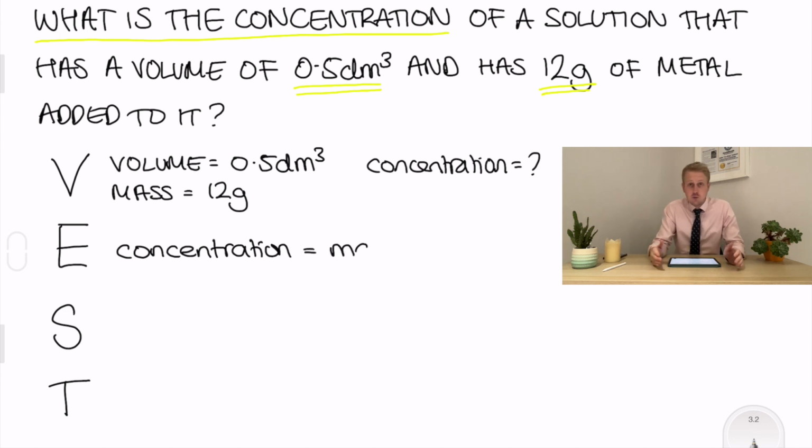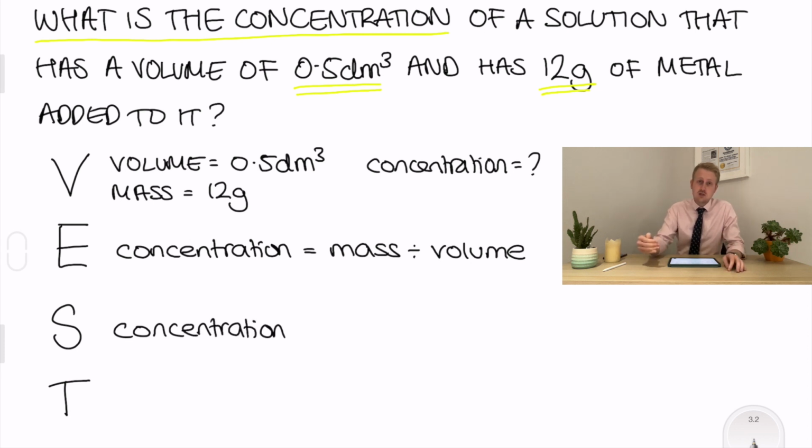The equation for this one: concentration equals mass divided by volume. Then we go on to our substitute phase. We put in anything that we know. We don't know concentration, so we leave it as the word concentration. Mass, we know, is 12 grams, and the volume is 0.5.